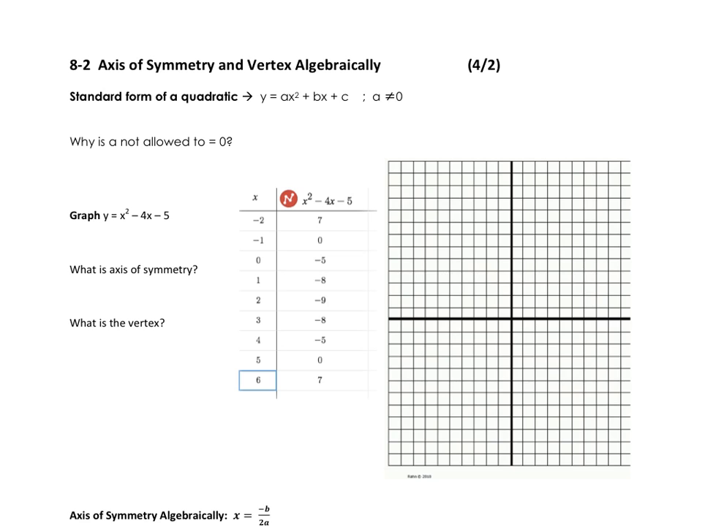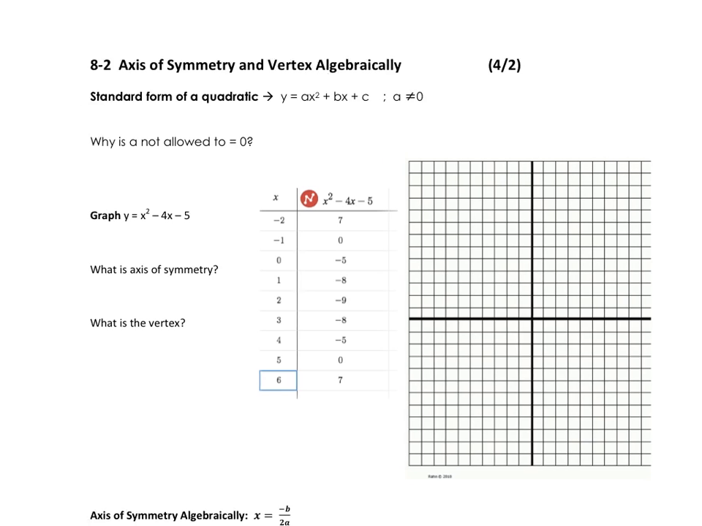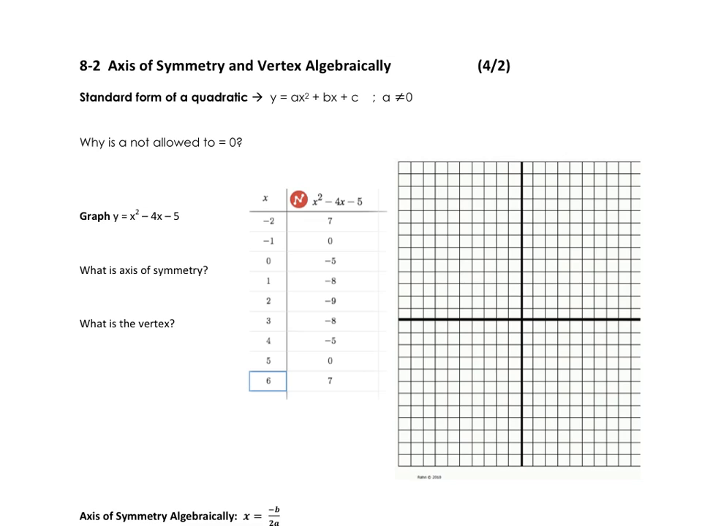We learned yesterday that the standard form of a quadratic is y equals ax squared plus bx plus c, where a, b, and c are just numbers.